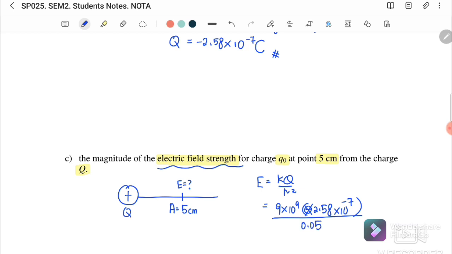And the distance is 0.05. Remember to square it. So the electric field strength that we will get is 9.29 times exponent 5 Newton per coulomb. Just now our Q here actually is not positive because we already mentioned it is negative, so this one is also negative. So this is the answer. Because the question only mentioned magnitude without direction, we just give the magnitude, 9.29 exponent 5 Newton per coulomb.